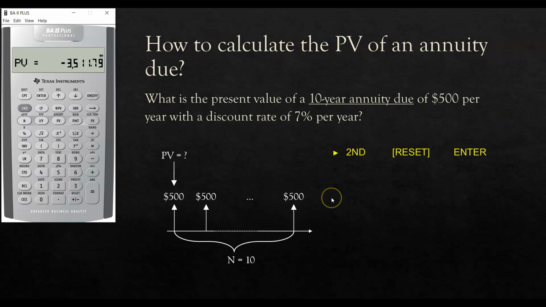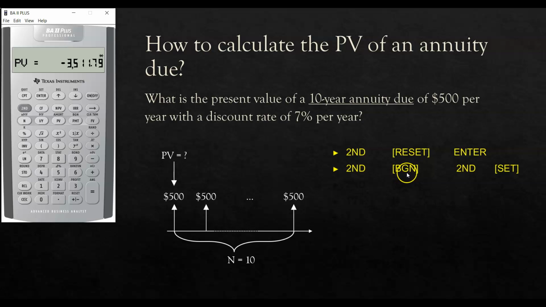So specifically, as always, you need to clear the memory. And then you want to switch from the end mode to the beginning mode. By default, the calculator assumes that you're in what we call the end mode, where the payment comes in at the end of the period. But because we're dealing with an annuity due, you receive the payment at the beginning of the period. We want to go from the end mode to the beginning mode. You can do that by pressing second, BGN.